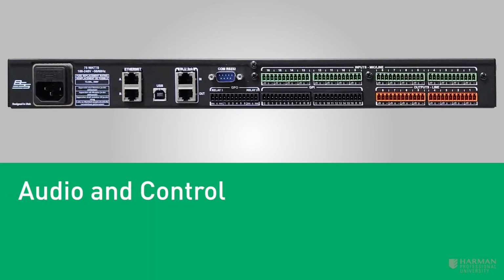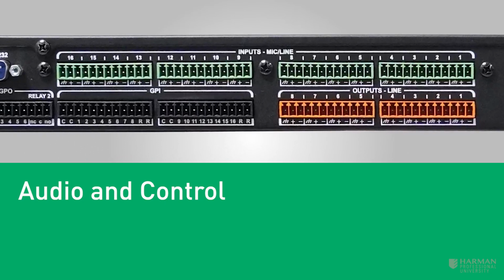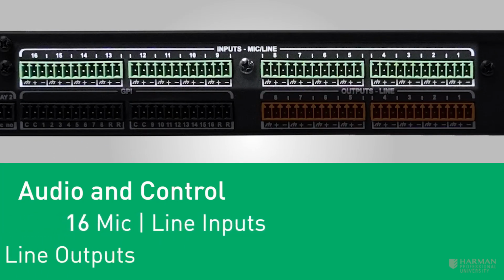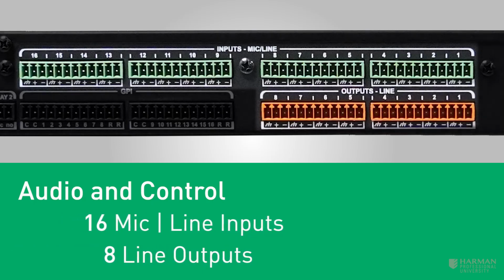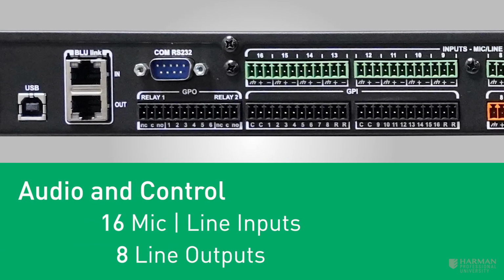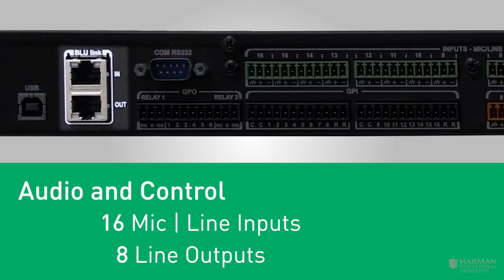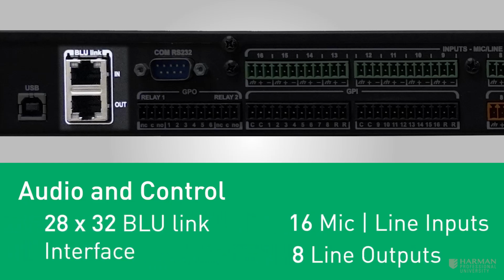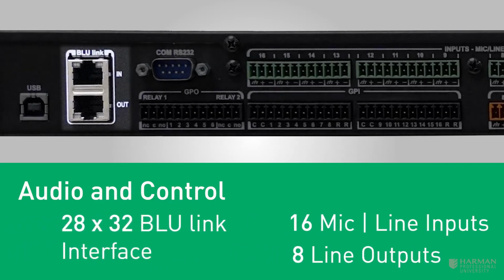The DCP-555 offers a range of connections for both audio and control. Its analog I/O consists of 16 balanced mic line inputs and 8 balanced line outputs. Easy signal routing among other Harman audio products such as Crown CDI drive core amplifiers and BSS Blue USB interfaces is made available with access to a 28x32 BlueLink interface.